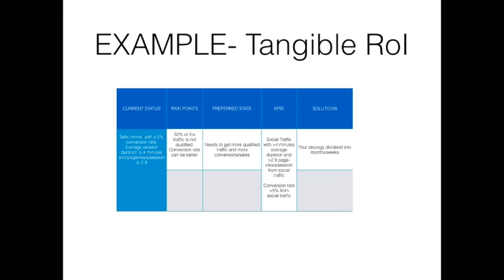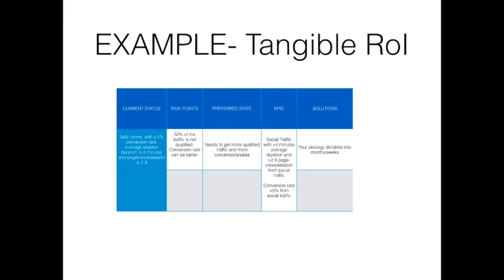Let's look at another example where slightly more tangible ROI is being illustrated. Now the current status is that for a different product, it already sells online. It has a certain conversion rate, 5%, average session duration, and pages per session, page views per session is also there. So this is the current status.